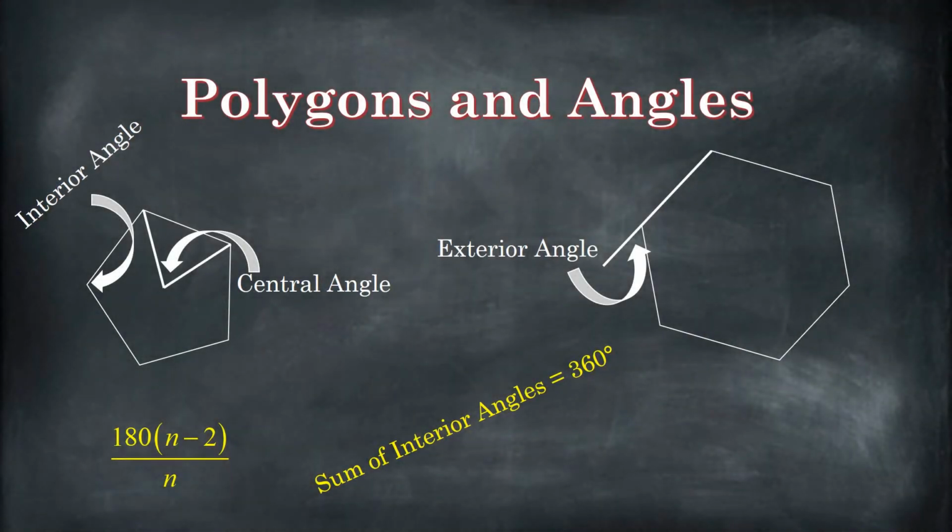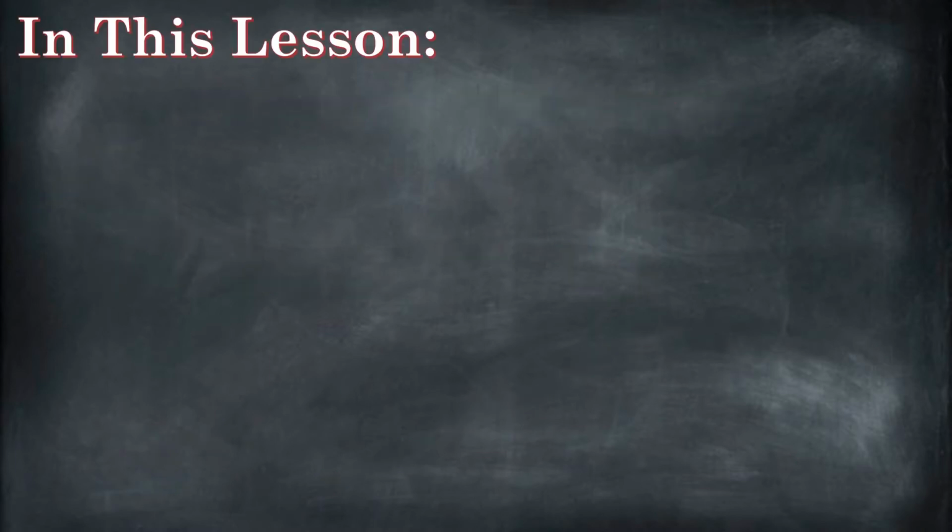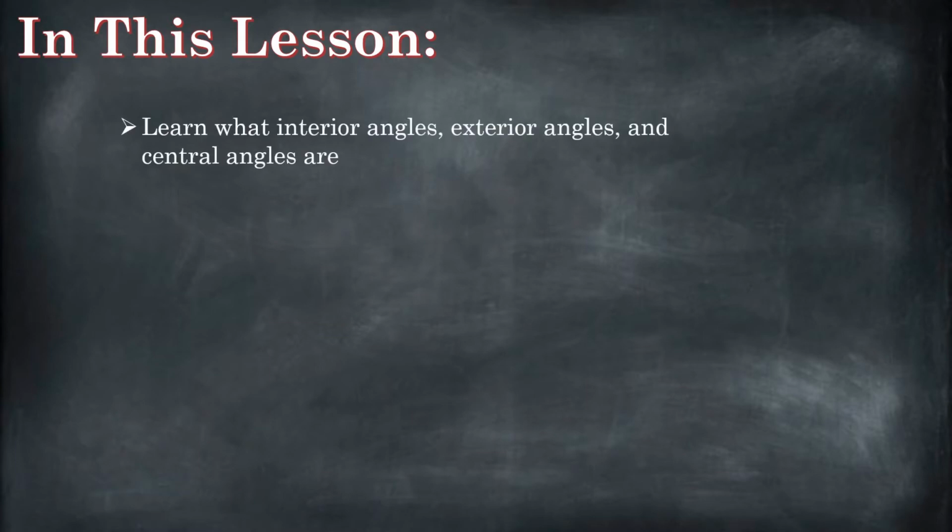Here's what we're going to be talking about in this lesson today. We're going to be talking about polygons and angles within and around polygons. That means interior, exterior, central angles. Here's what we're going to do. We're going to learn what those are: interior, exterior, and central angles.